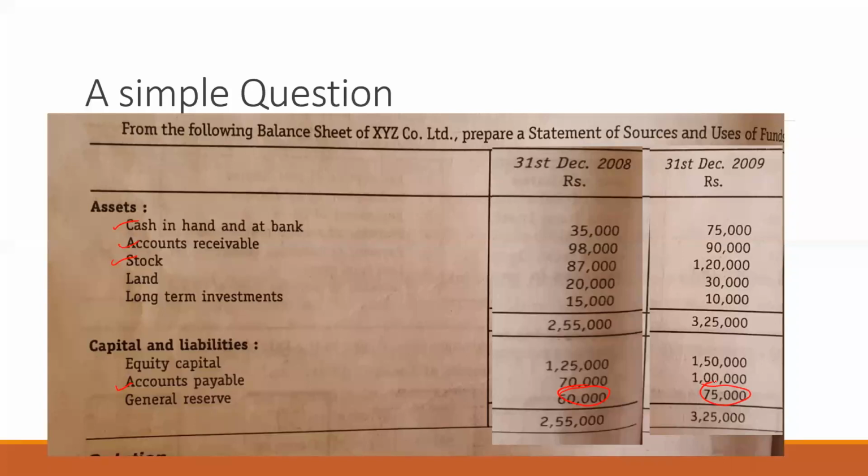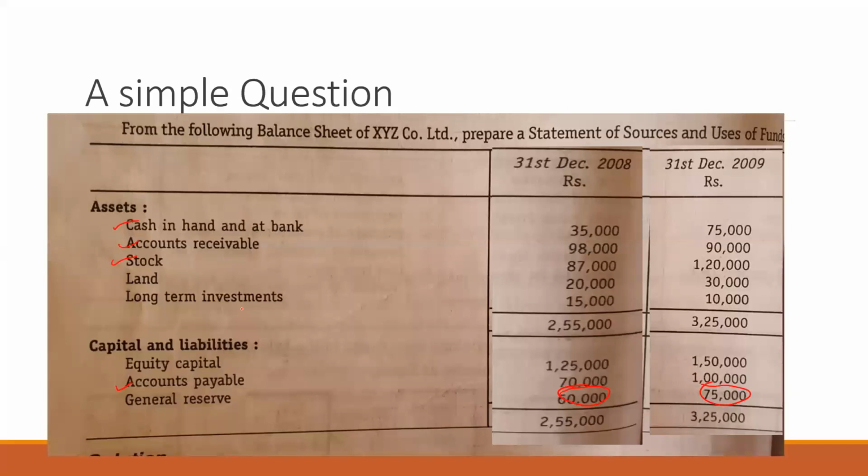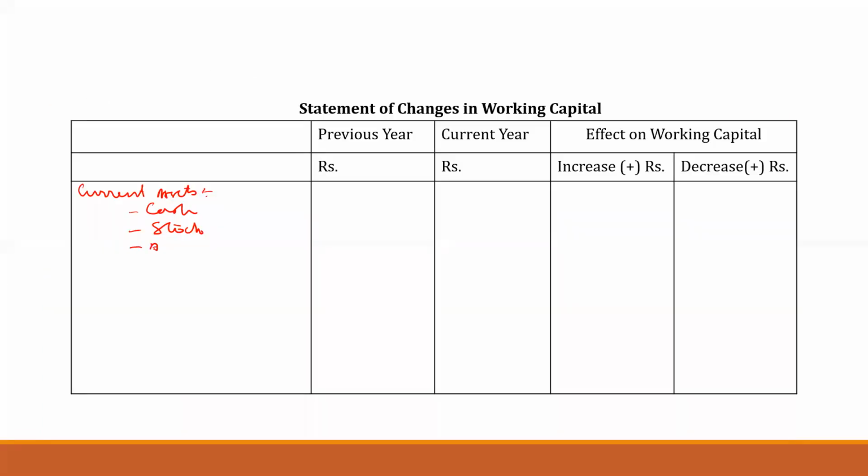I'll tell you that. So you have found out current assets and current liabilities. Now we have to prepare the statement of changes in working capital. What are we going to write here? Current assets. What were they? Stock, cash in hand, and accounts receivable.